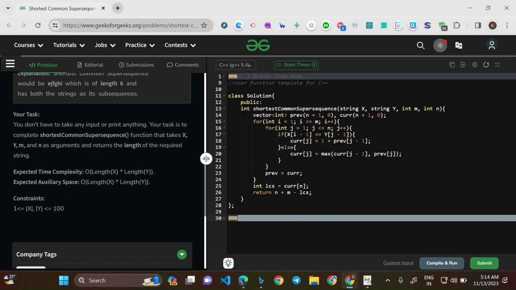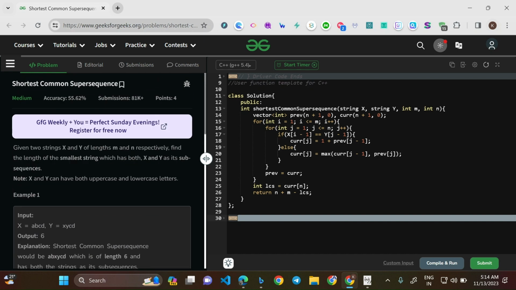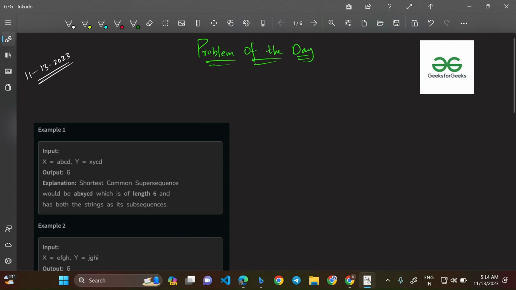And the constraints are that the length of the strings can go up to 100. That's one of the reasons that we can happily use O of n square or O of n into m, both in space and time. All right, so this is the question. Now let us go through the examples.